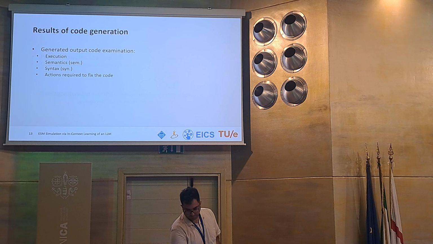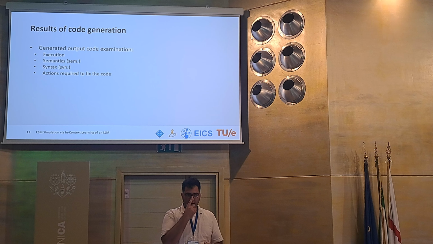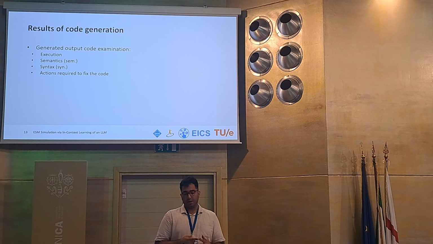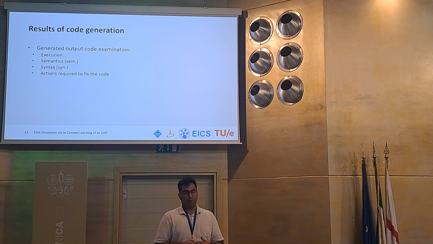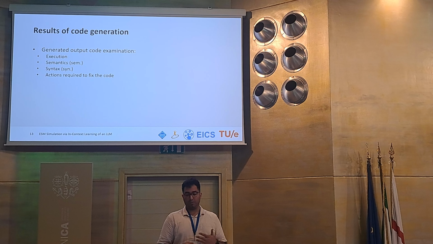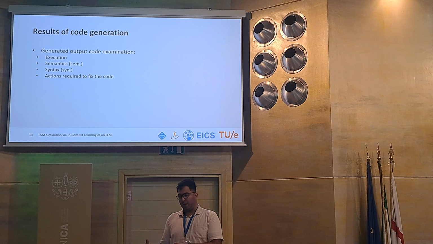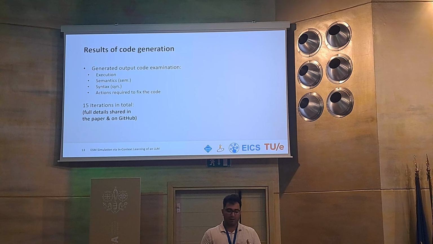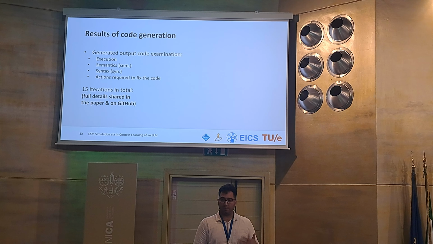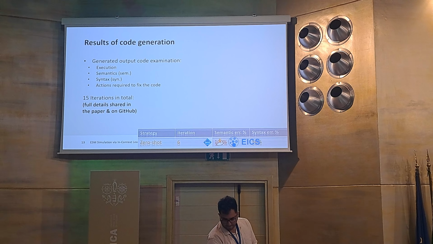And to evaluate our results, we looked at whether the code could be executed as it was generated, whether there were any semantic errors, any syntax errors, and what actions were needed to fix the code from the way it was generated to the way that it could actually be run and used. Details of which are all available in the paper, but we also have the outputs available on GitHub as examples.